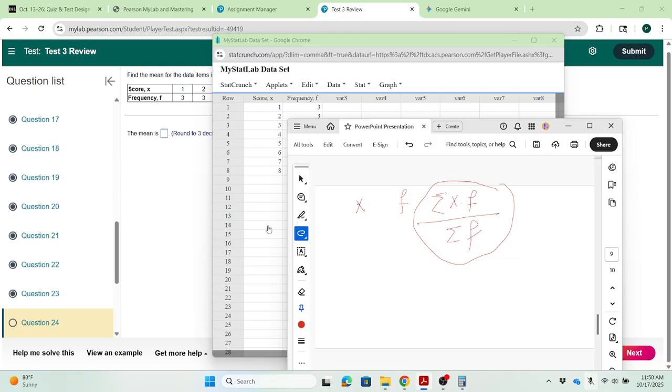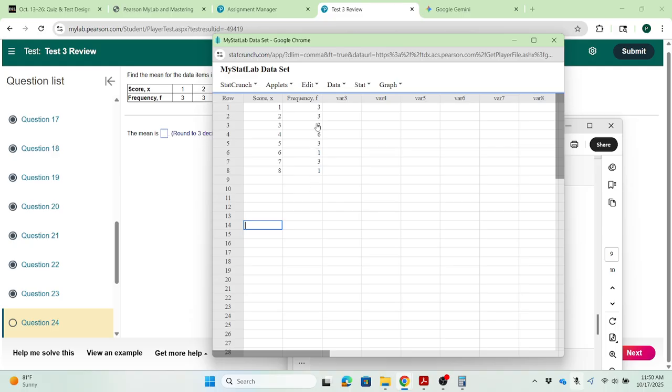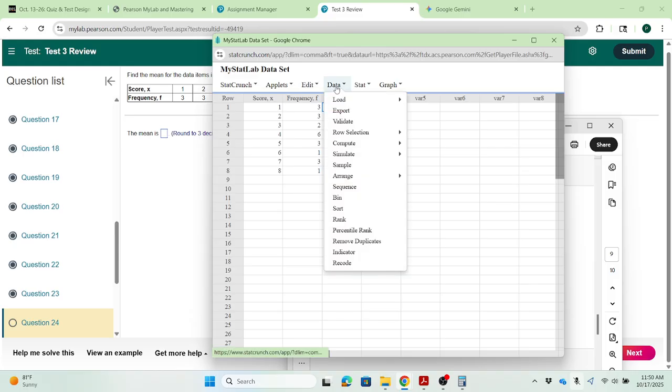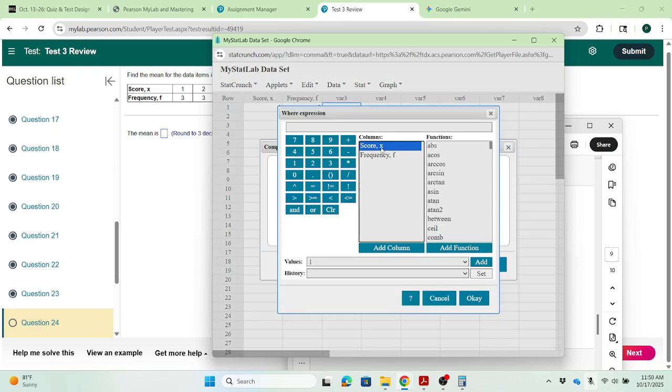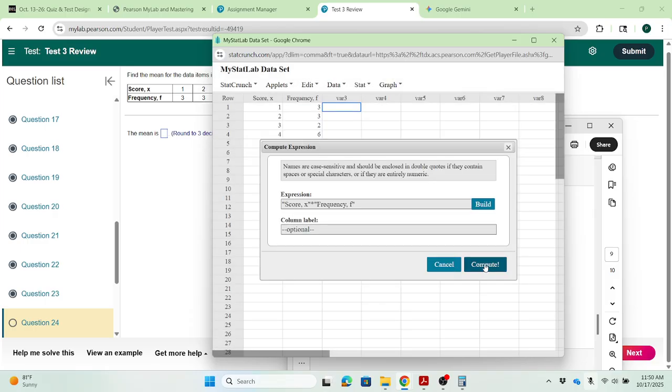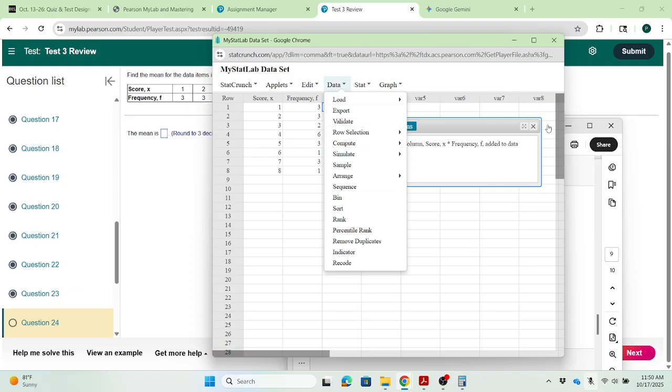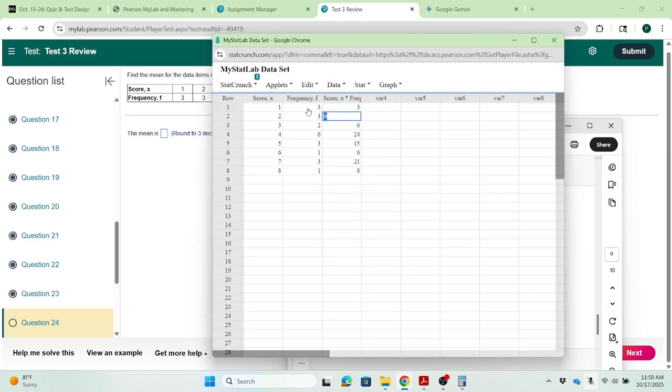So let's do that. We know the total frequency can be found by adding all these numbers, and then we can multiply these two. We can do that using StatCrunch, or we can use our calculator manually. I'm going to compute the expression by building here. I want to multiply this first column. I select that, add the column, select the operation, which is multiplication, select another column, add the column. It's going to multiply these two and compute that in the third column. As you can see here, this is the multiplication of these two columns.